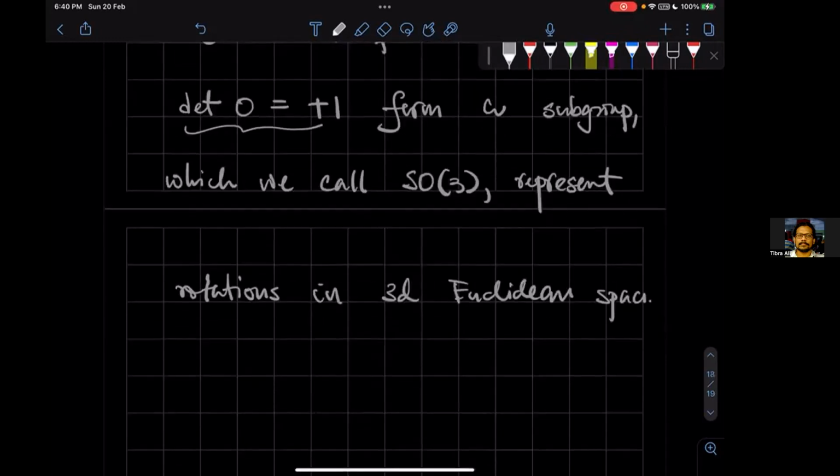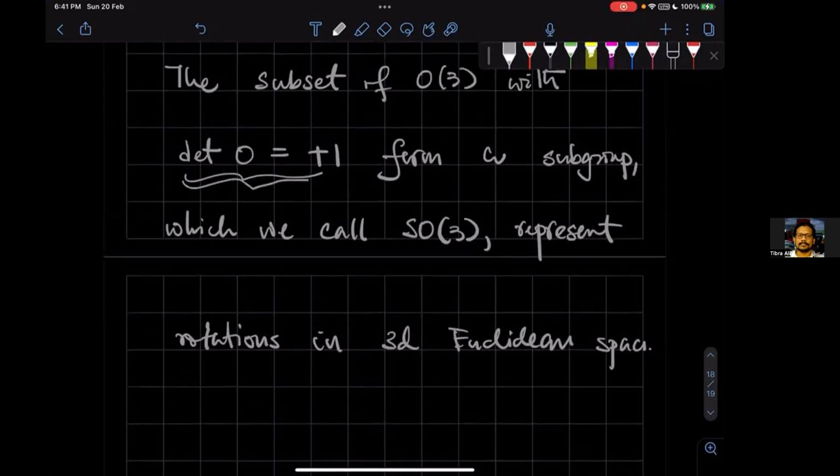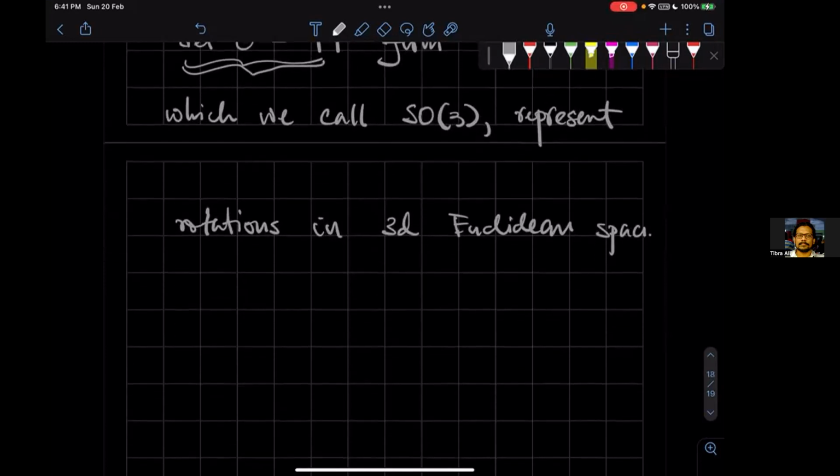So as you know, rotation does not change the length of a position vector, right? So of course it makes sense that rotations would be part of O3. But it seems a little mysterious that rotations correspond to a subgroup. We will explore this further, but let me just make a few comments here.